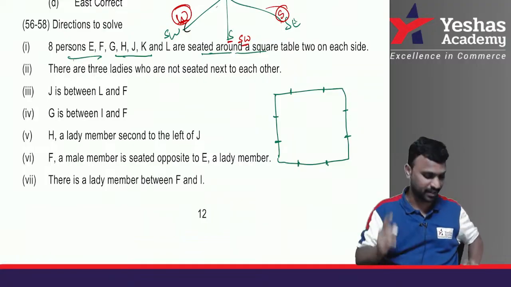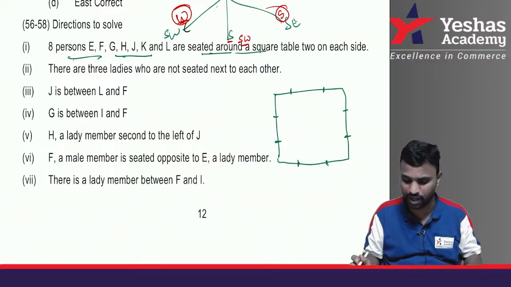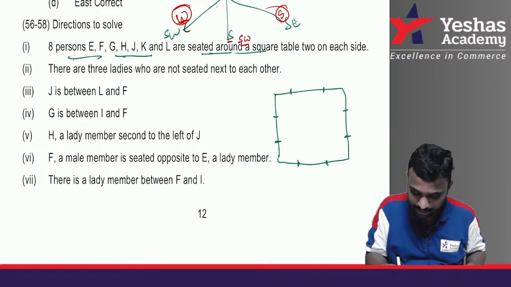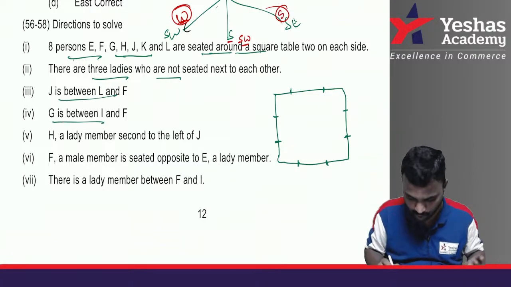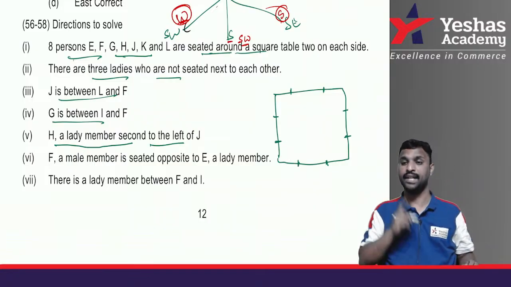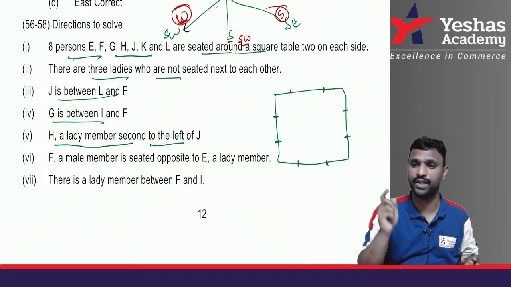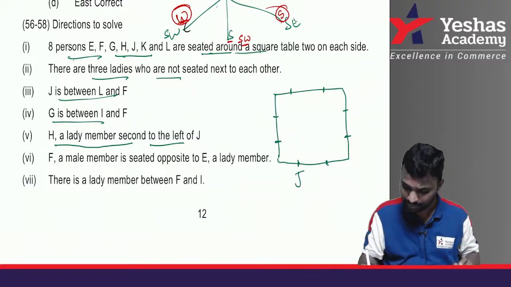Always find a sure statement. Yes or no? Guys, what's the sure statement here? There are 3 ladies, it's not a sure statement. J is between L and F, it's not a sure statement. G is between I and F, it's not a sure statement. H, a lady member, is second to the left of J. So you can mark J as a reference person.